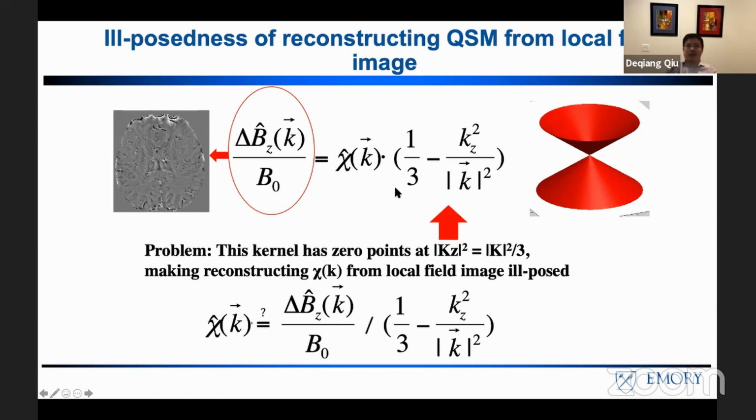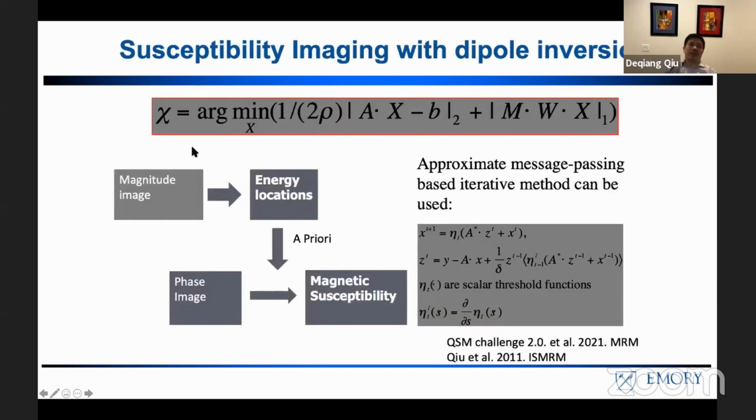this product relation. In a naive reconstruction, you would simply divide this relative field image by this kernel, but you can see this kernel has zero points, and therefore the reconstruction of this chi is quite ill-posed. And then again, a very popular trick is to reformulate it as an optimization problem, and then impose sparsity on the solution, and therefore you can generate some pretty nice QSM images from that pre-processed phase image.